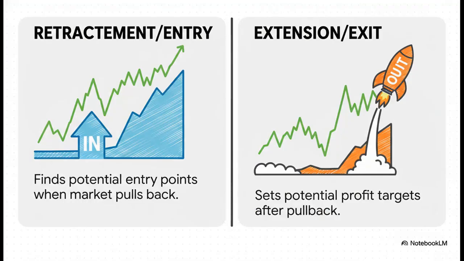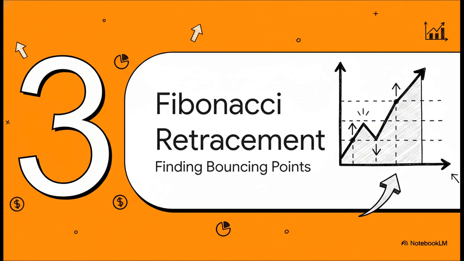Retracement, that tool helps you answer the question, where should I get in? You use it to find potential entry points when the market pulls back for a bit. Now, extension, that helps you answer, where should I get out? It's all about setting potential profit targets. So one is for your entry, and the other is for your exit. Simple as that. All right, let's talk about retracement first.